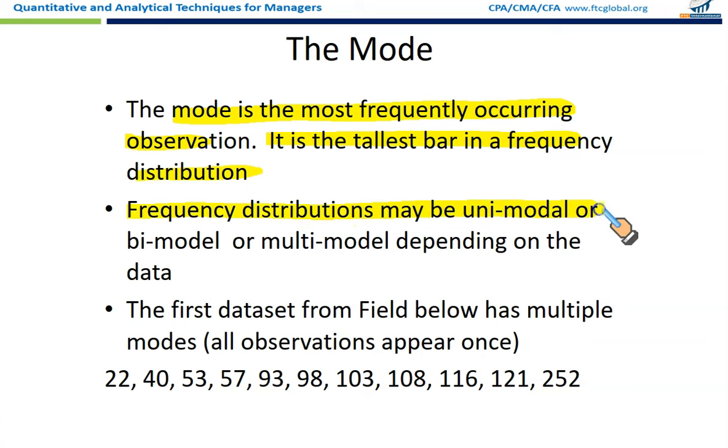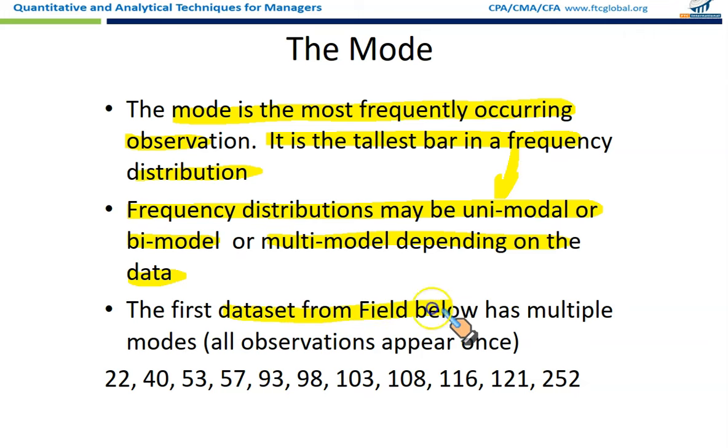Frequency distribution may be unimodal or bimodal or multimodal depending on the data. Unimodal, this is when there is one clear favorite, one mod. Like if chocolate is the standout favorite ice cream, that's unimodal. Bimodal or multimodal, this is when you have two or more numbers that are tied for being seen the most. It's like having chocolate and vanilla both as top favorite flavors.